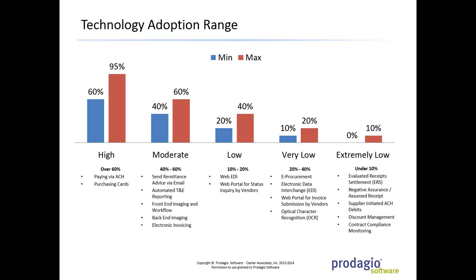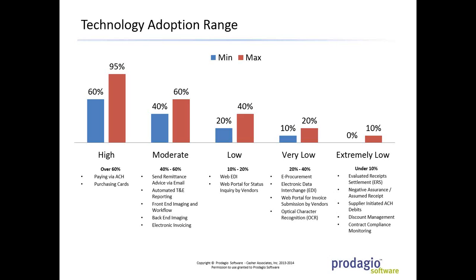Now, what we've done on this chart is we've taken all of those categories that we've talked about, all the various types of automation, and we've split them into the level of adoption. But you have to be very careful. I'm going to focus on just a few things. One is paying by ACH. Although at this point 85–90% of companies have the capability of paying by ACH.